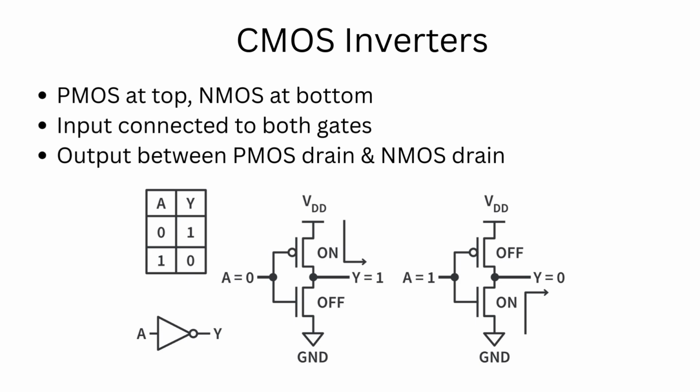This is the CMOS structure of an inverter, where the top one is PMOS and the bottom one is NMOS. The input is connected to both gates. If the input is zero, then the output will be one. If the input is one, then the output will be zero.